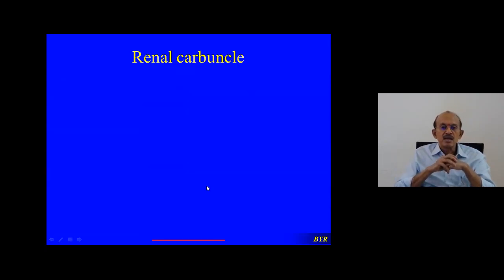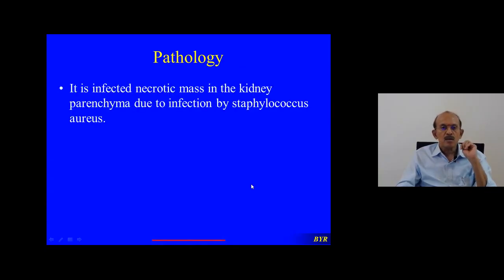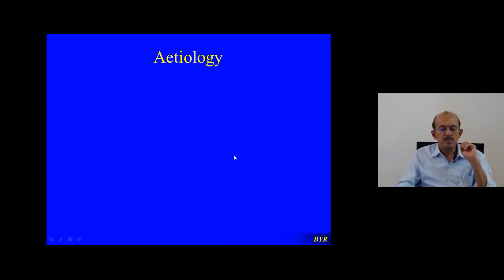So that is spreading infective gangrene of skin, subcutaneous tissues, and sometimes the kidney due to staphylococcal infection. That is carbuncle. It is an infected necrotic mass in the kidney parenchyma due to infection by Staphylococcus aureus.